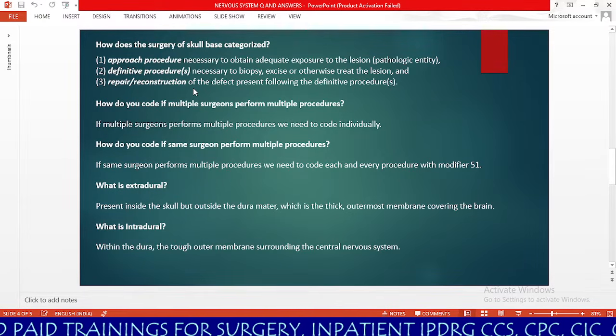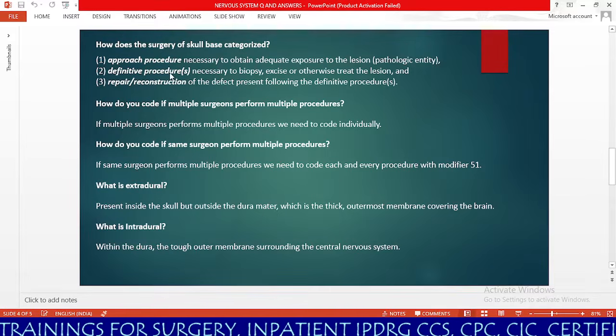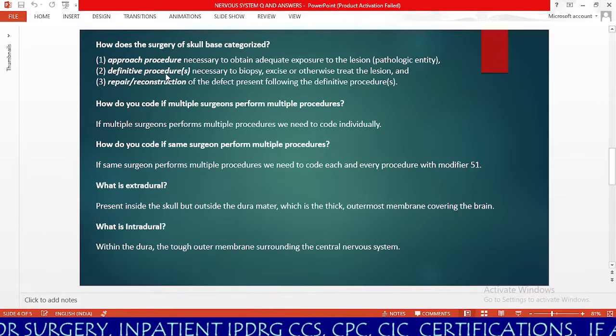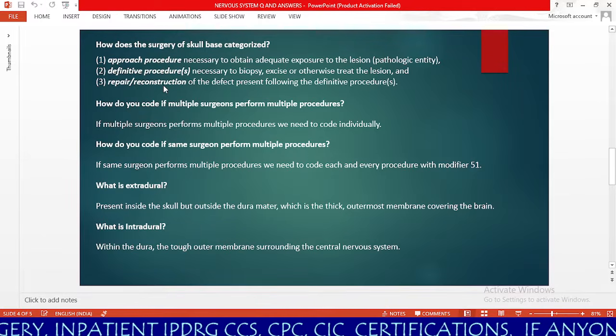So if you want to code for skull base surgery, we have three steps. First, you need to identify the approach procedure. Next one is the definitive procedure. Next one is repair and reconstruction.